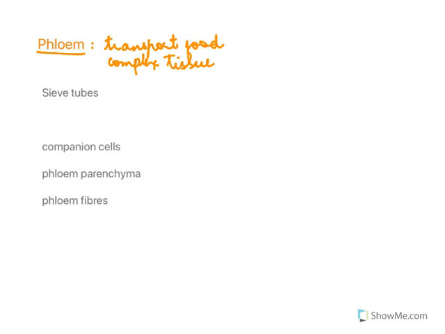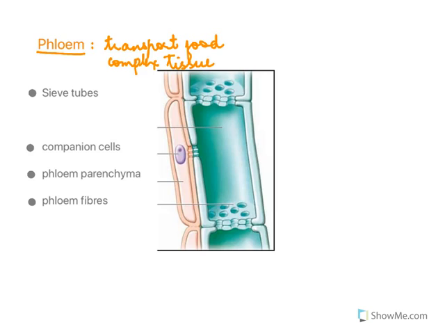Now we'll get on to phloem. It's the other tissue which is always found close to xylem, and this phloem transports food to the different parts of the plant. Phloem is a complex tissue and is made up of 4 different kinds of cells. Let's go ahead and see which are the 4 different types of cells that the phloem is made up of. The 4 components of phloem are the sieve tubes, the companion cells, phloem parenchyma, and phloem fibers.